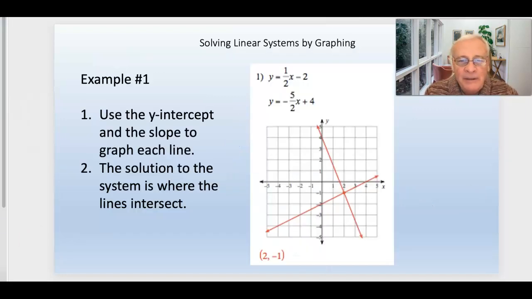All right, example 1 here. First, I'm going to use the y-intercept and the slope to graph each of these lines. Again, they're in slope-intercept form. So just use the y-intercept and the slope to graph both these lines, see where they intersect, and that's the solution. You can do it in Desmos.